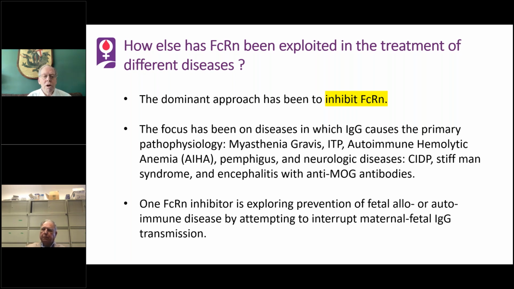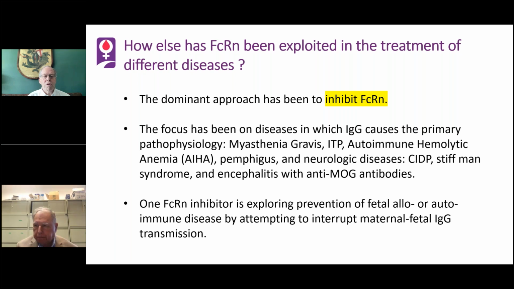I'm going to show you data on the ones that have been studied the most, myasthenia gravis and ITP, but recently, neurologic diseases especially have been studied as well. What I will also say here, and possibly repeat later, is that there are diseases that we think of as, oh, this is an IgG disease. So boom, if you inhibit FcRn and reduce IgG, or reduce it in some other way, plasmapheresis, et cetera, you should make great improvements in the disease.